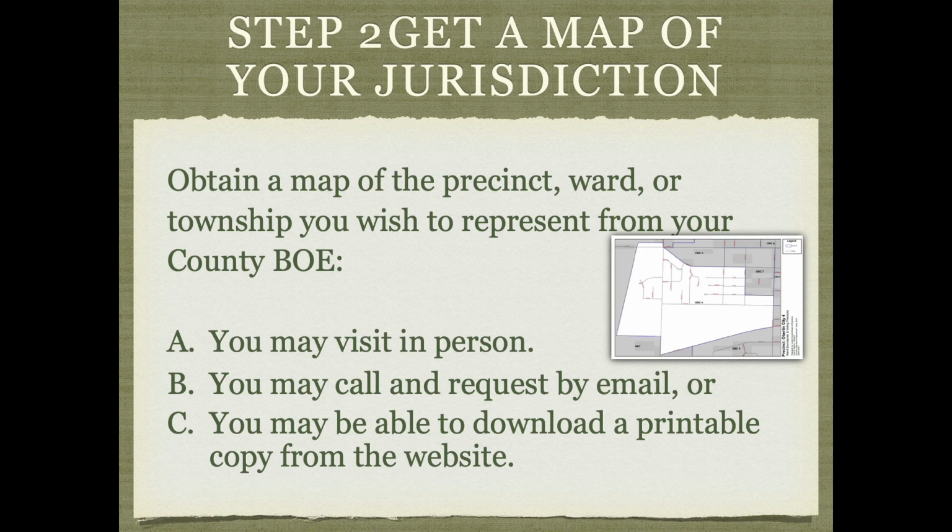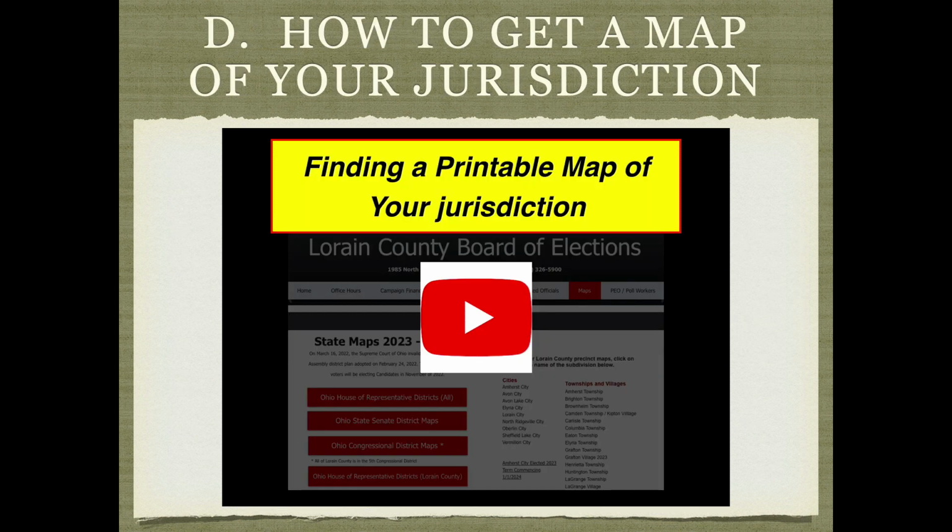Step 2. Get a map of your jurisdiction. Obtain a map of the precinct, ward, or township you wish to represent from your county BOE. You may visit in person, you may call and request by email, or you may be able to download a printable copy from the website. The following tutorial will help you in finding a printable map of your jurisdiction.